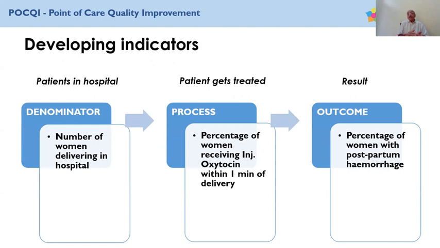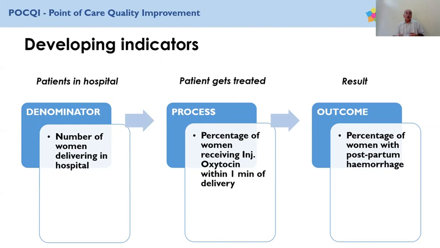So for example, the total number of women delivering in a particular facility becomes the denominator, and the numerator is the number of women receiving oxytocin within 1 minute. That would be the numerator. So numerator divided by denominator into 100 will become the percentage. Percentage of a process. Process is what? Process is giving oxytocin to all mothers within 1 minute of delivery. So this would be the percentage of your process indicator.